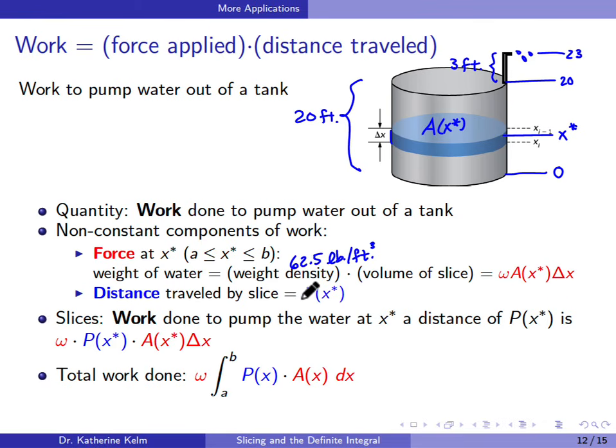The distance component also varies with x star. The distance that the slice of water has to travel I'm calling P of x star.